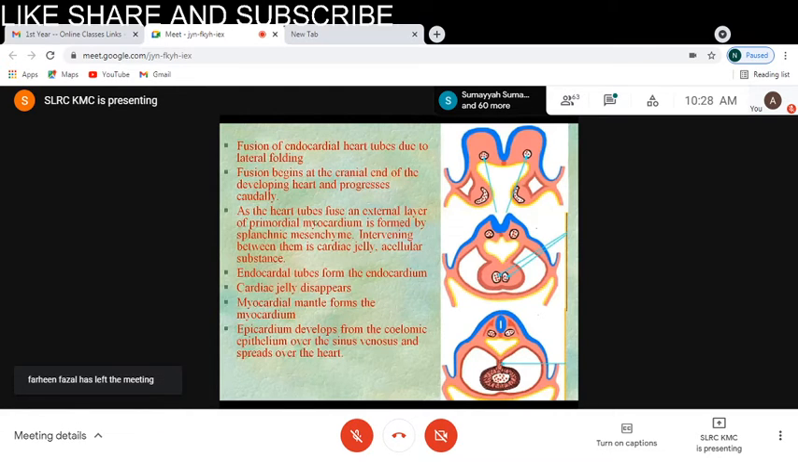Now, as the heart tubes fuse, the external layer of primordial myocardium is formed by the splanchnic mesenchyme. Intervening between them is the cardiac jelly. This is an acellular substance. The endocardial heart tubes form the endocardium. The cardiac jelly disappears. The myocardial mantle forms the myocardium. Then the epicardium develops from the coelomic epithelium or the sinus venosus and spreads over the heart.